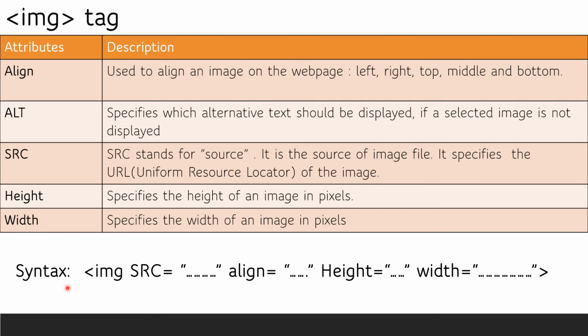Next is the syntax. IMG SRC equals, here the path or URL will come, align, where you want to align your picture, left, right, wherever. Next is height, the height of an image. Width means the width of an image. Then the web browser displays the image on your web page. So let's see how to use it in Notepad.